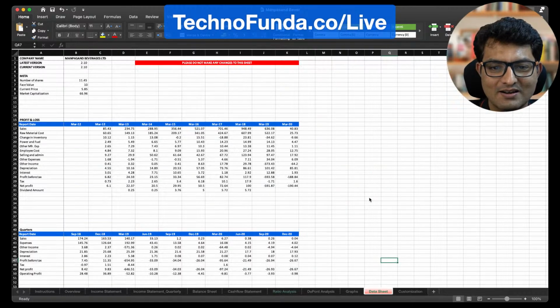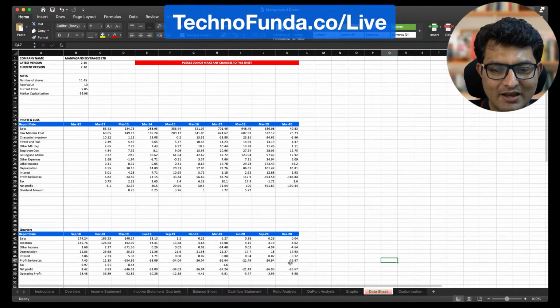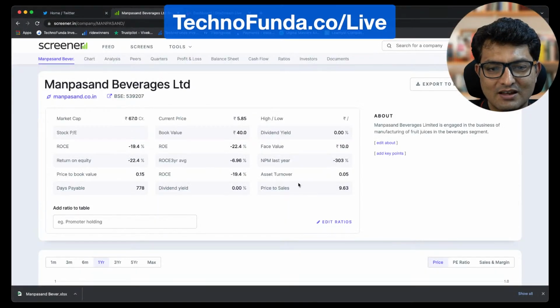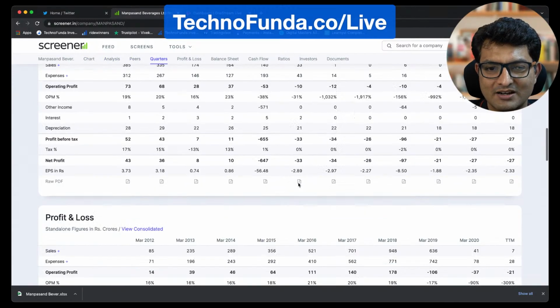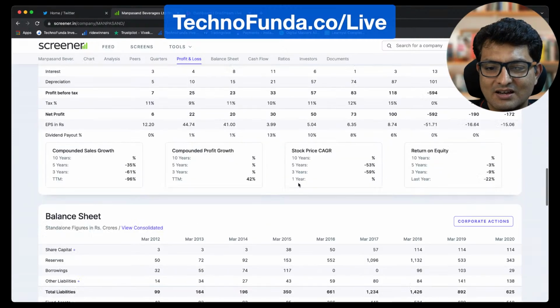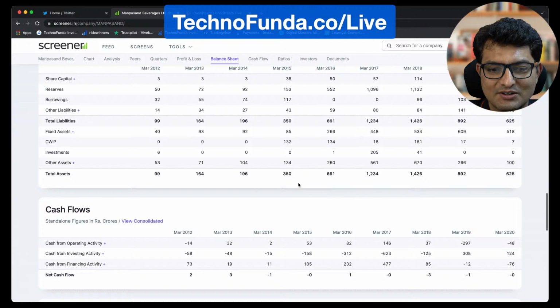Everybody with me so far? And they probably are not even reporting the statements after a while. Let's go to Screener. If they are reporting the financial statements... I think they are not even reporting the statements now. Probably it has got delisted or something. I'm not tracking it very closely. But yeah, that is how it goes.